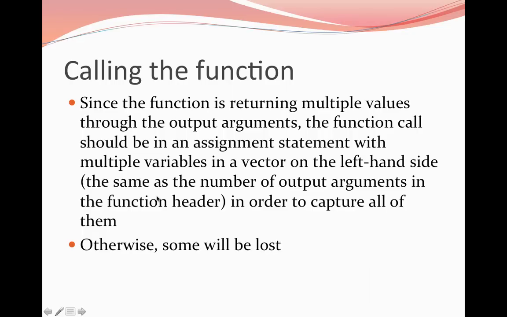Since this function is returning multiple values through the output arguments, the function call should be in an assignment statement with multiple variables in a vector on the left-hand side. So if the function is returning two values, you should have the call to the function in an assignment statement that has two variables on the left of the assignment, so that you're going to capture all of the values that the function returns. Otherwise, some of the values will simply be lost. They'll be returned from the function, but you won't have them stored anywhere.